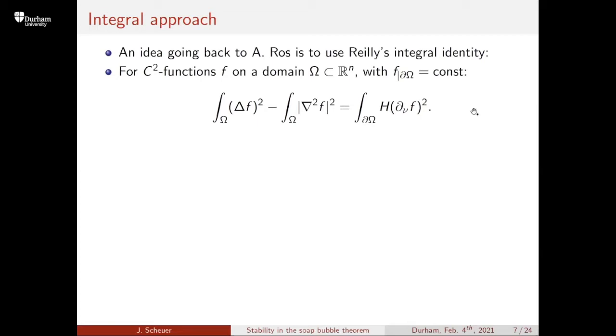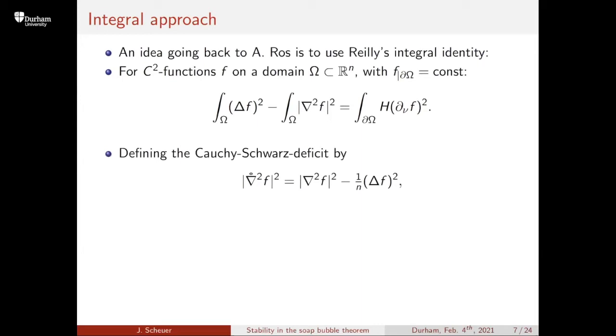And now you can exploit that to make estimates. Namely, the crucial quantity that Magnanini and Poggesi are looking at is what they call the Cauchy-Schwarz deficit. What this really is, is the norm of the traceless part of the Hessian of f squared, right? You can write that as the norm of the Hessian squared minus 1 over n times the trace of the Hessian squared. And note that this quantity is precisely zero when the Hessian has equal eigenvalues at every point.